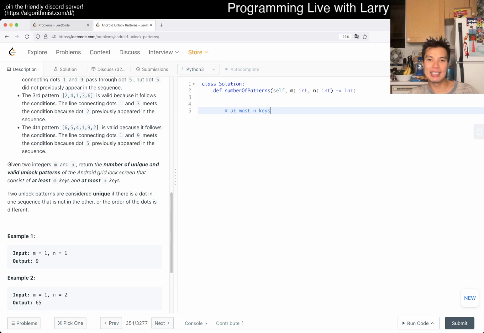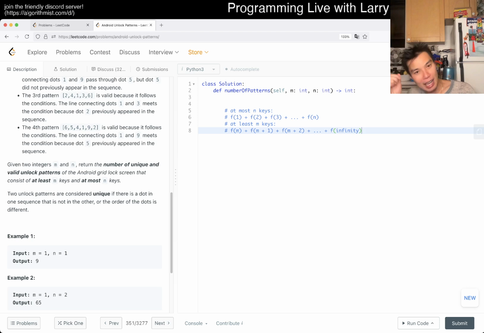At most n keys means that we have some f of 0 keys, which doesn't make sense probably, but f of 1 key plus f of 2 keys plus f of 3 keys plus dot dot dot plus f of n keys, right? And then what was the other one? At least m keys is then f of m plus f of m plus 1 plus f of m plus 2 plus dot dot dot, to infinity, I guess, right?